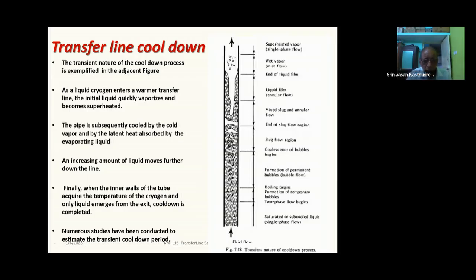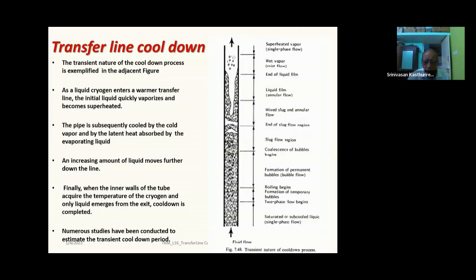Next, the pipe is subsequently cooled by the cold vapor, absorbed by the evaporating liquid. As the increasing amount of liquid moves further down the line, more and more liquid starts moving in. Finally, the inner walls of the tube acquire the temperature of the cryogen, and now only liquid emerges at the exit. Cool down gets completed. Numerous studies have been conducted to estimate the transient cool down period for the transfer lines.